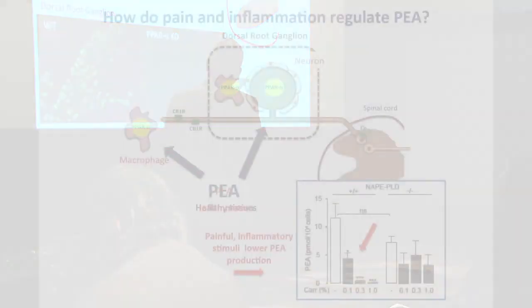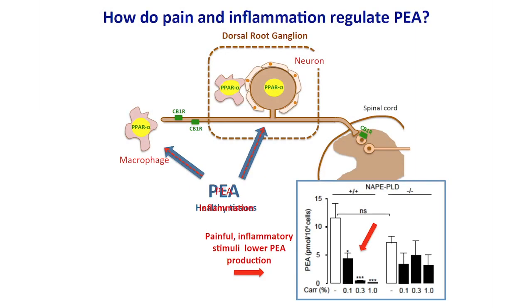Now, I told you before, when we used to think about inflammation, we used to think about something that is induced by viruses, by bacteria. When they arrive into the body, we start producing molecules that are pro-inflammatory. But PEA doesn't work that way. What happens is that PEA is normally very high in healthy cells. There are many, many molecules of PEA.